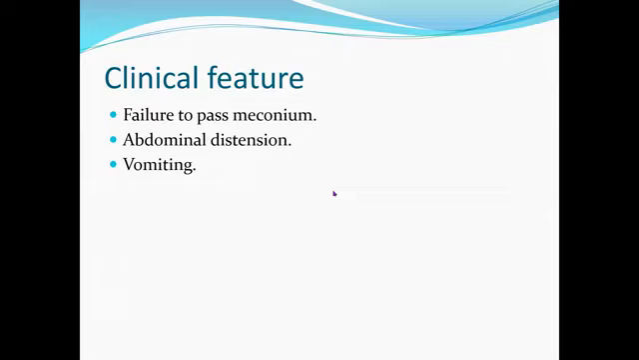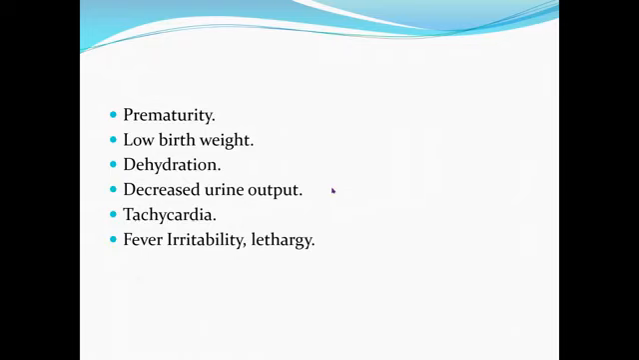The history is significant, so you must first evaluate failure to pass meconium, and of course abdominal distension, and vomiting are the main clinical features. There are others. Some are prematurity, low birth weight, dehydration, and decreased urine output. These associated features may be found.